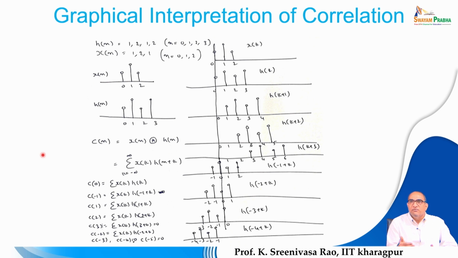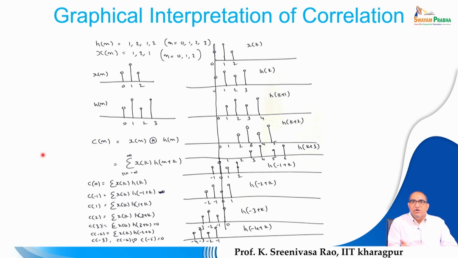And here the correlation, if you look at the expression for a correlation, the only difference is that in case of convolution it is h of n minus k, whereas in case of correlation it is h of n plus k. Therefore, since it is h of n minus k, the sequence h of k will be rotated by 180 degrees, and then we shift it in both positive and negative directions to get the corresponding convolution values.